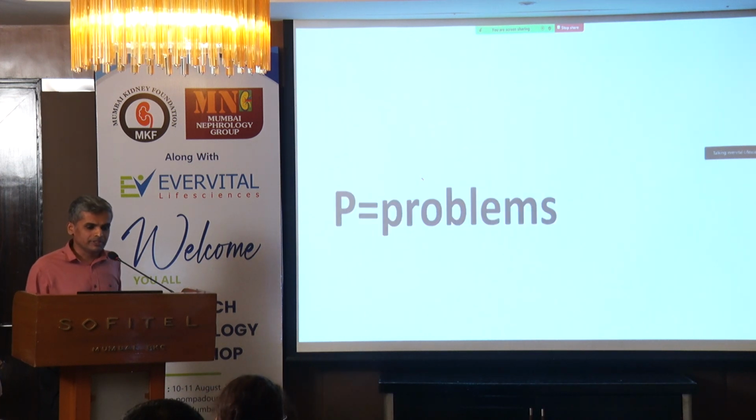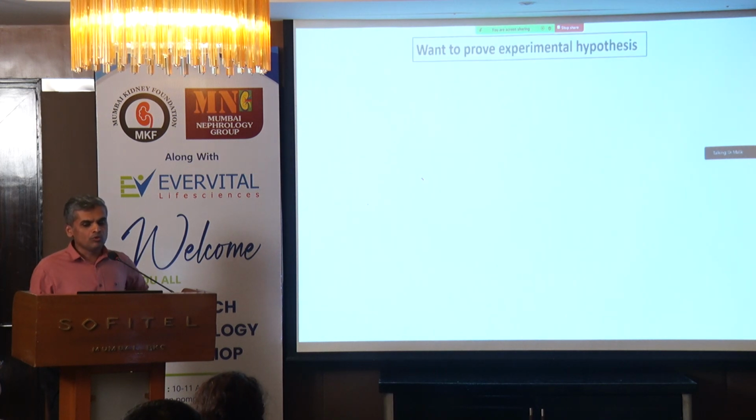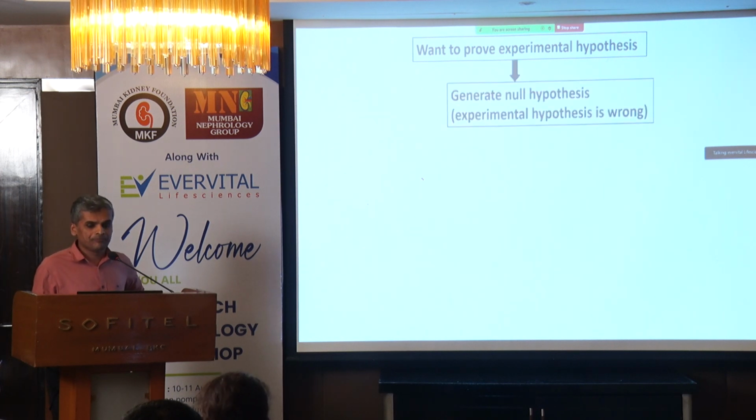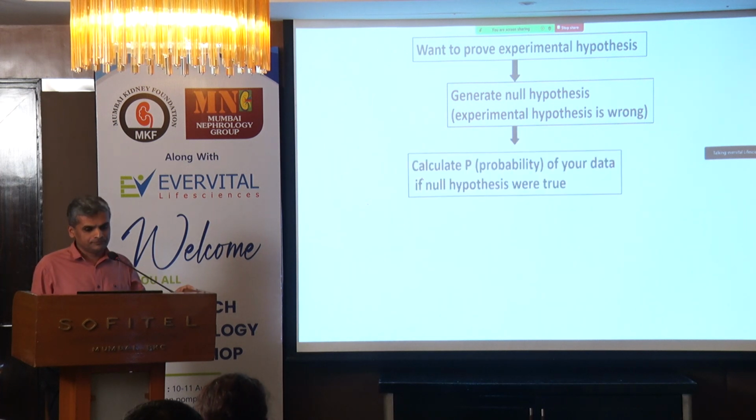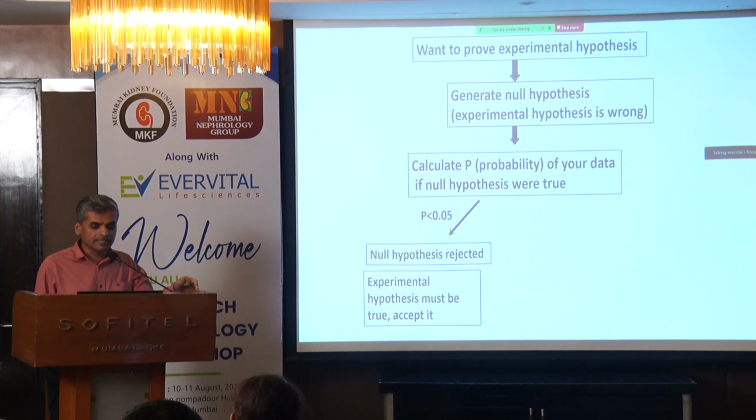So what are the problems with P? Problem 1 is that it attempts to reject the null hypothesis without telling you whether the alternative hypothesis is true. It doesn't do anything about the alternate hypothesis. We are actually interested in the alternative hypothesis, whether the intervention works or not. So we generate a null hypothesis. We say that the experimental hypothesis is wrong. Then we calculate the probability of our data if the null hypothesis were true. If it is 0.05 or less, the null hypothesis is rejected. The experimental hypothesis must be true and accepted. That's how we traditionally do it.